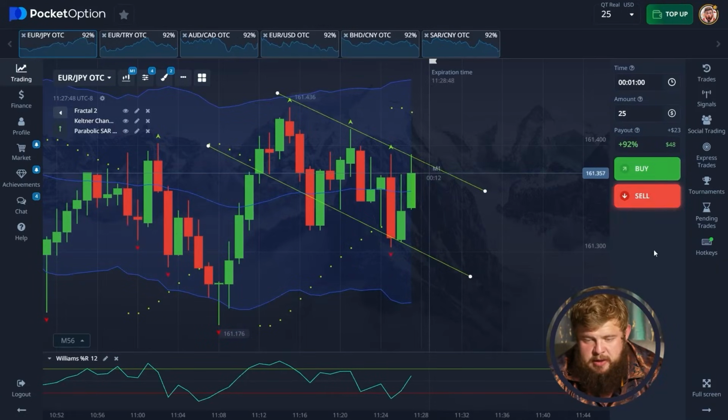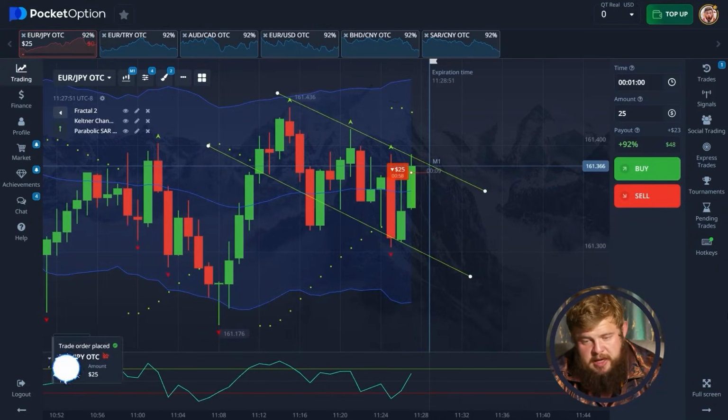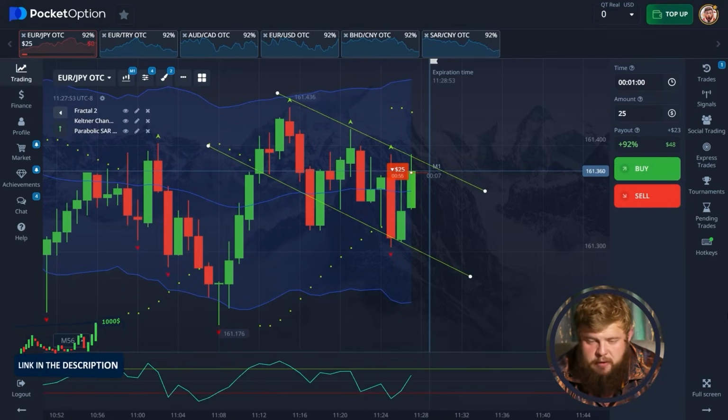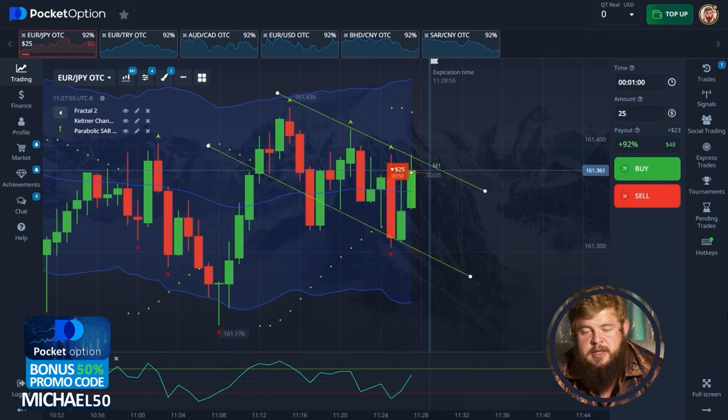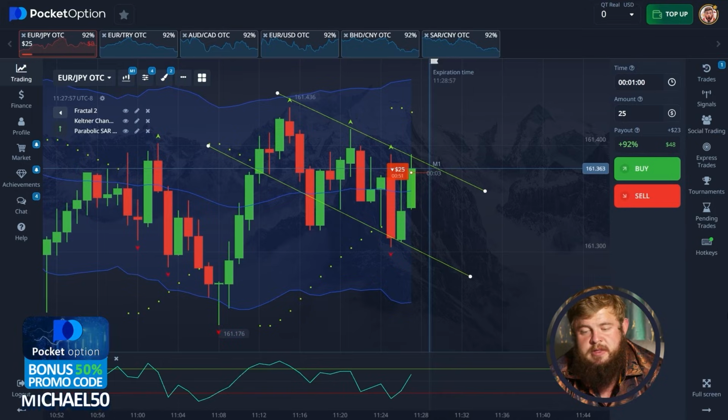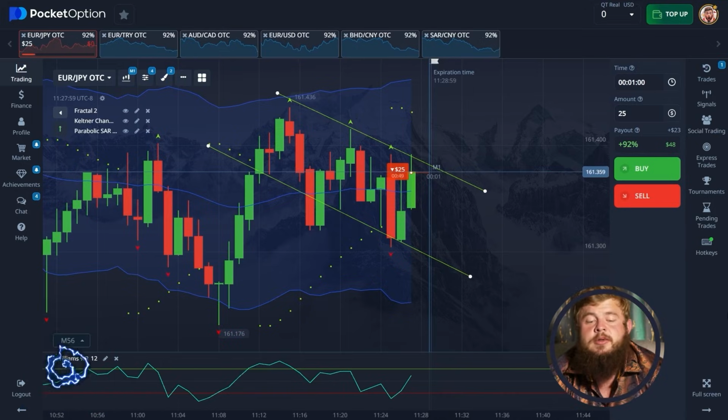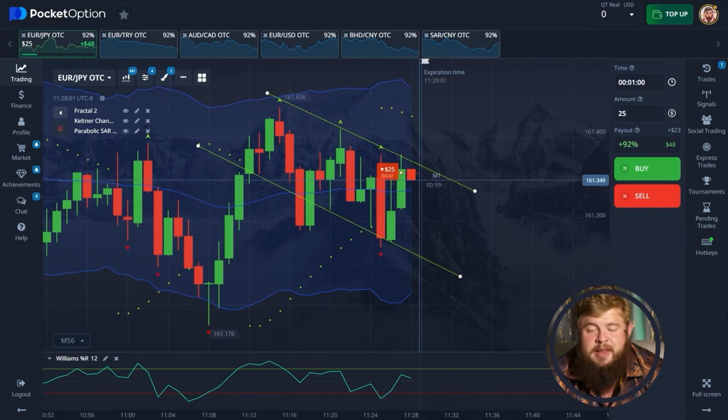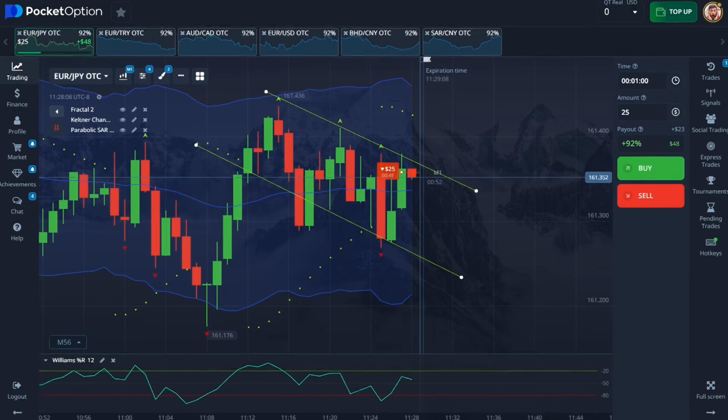Downgoing channel, and you can clearly see that now price is hitting the upper edge of the declining channel. So that means that we're highly likely to receive the pullback reaction from that zone. So that's why I have already opened sell position and wasting our $25 in this trade.